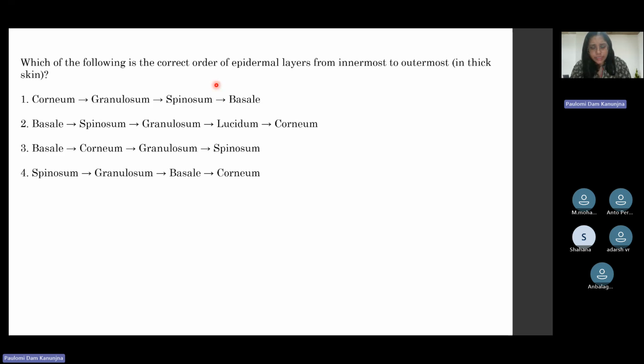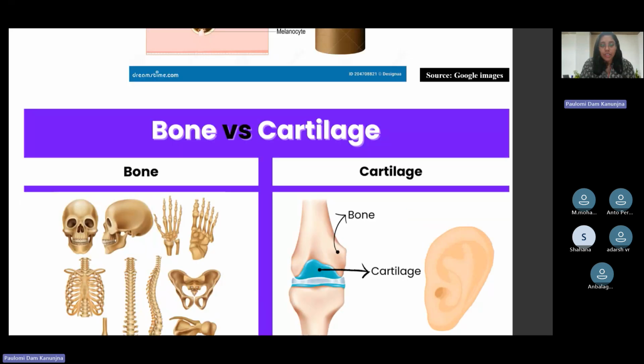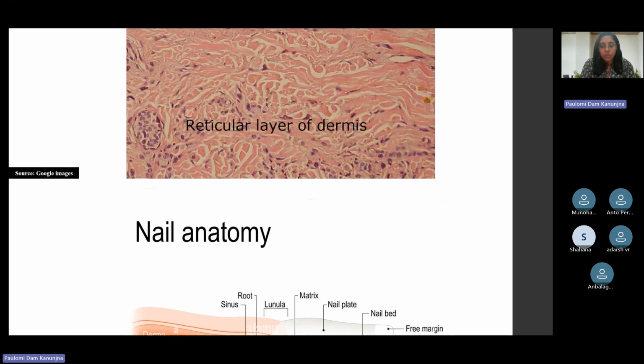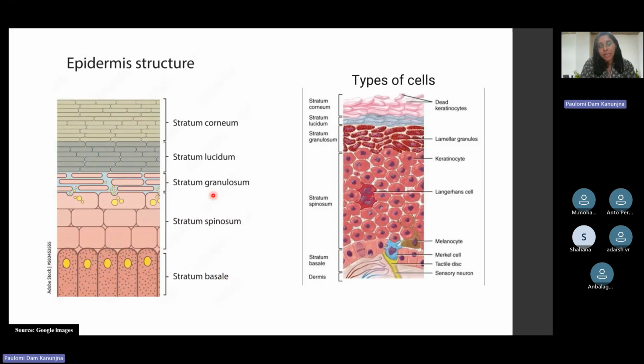Okay, let me show you this answer. Two, right? So it's basal, spinosum, granulosum, lucidum, corneum. Let me just go back to the slide where we had looked into the structure. I think structure will come anyway in the latest class, but just let me go back. Yes, basal, spinosum, granulosum, lucidum, corneum, inner to outer. Corneum is the outermost, right?